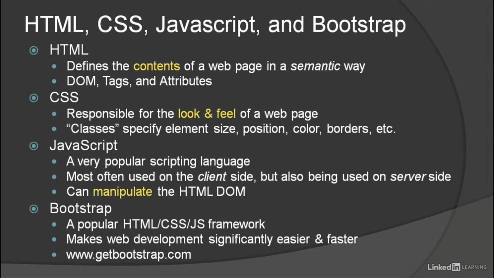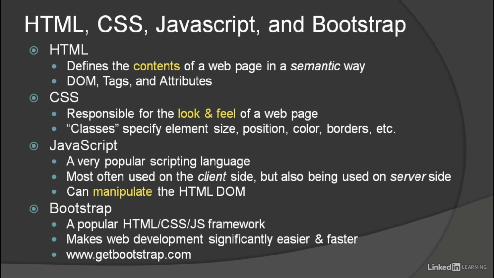HTML stands for Hypertext Markup Language, and it's a language similar to XML, which defines the contents of a web page in a semantic way. And it does this using a DOM, which is a document object model that contains tags and attributes. And we'll learn more about those in a minute. Now, since HTML defines the contents of the web page, we need something like CSS, which is cascading style sheets, to provide the look and feel of that web page. CSS offers us classes that specify the size and position and color and borders of elements on the web page. So what we do is we apply CSS classes to the various HTML tags that comprise our web page.